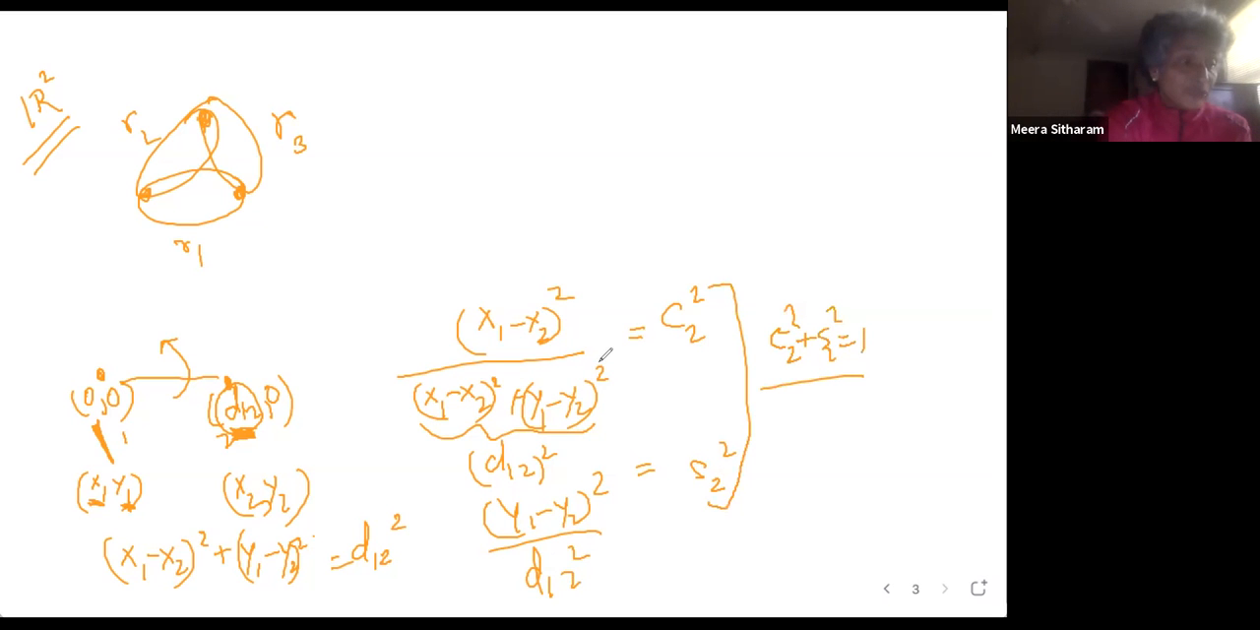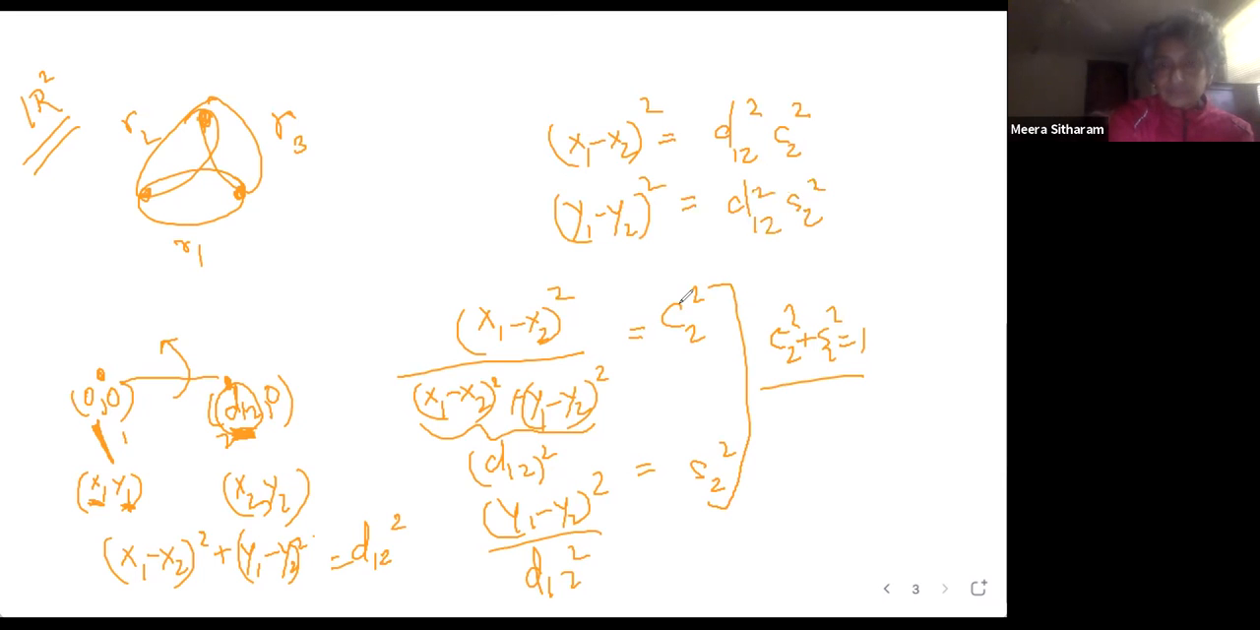So if you do this, then because of this, you also get that x1 minus x2 squared is going to be D12 squared times C2 squared, and y1 minus y2 squared. I could have removed the squares, but I'm just leaving them because that's what falls out of this. So you basically get D12 squared times S2 squared.